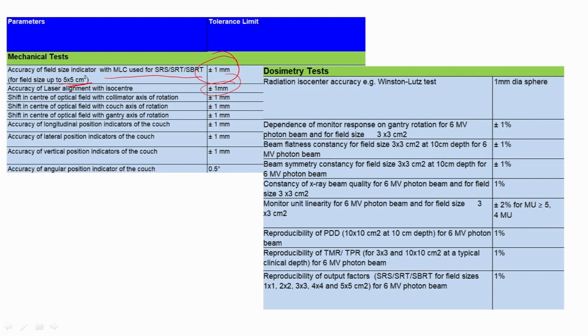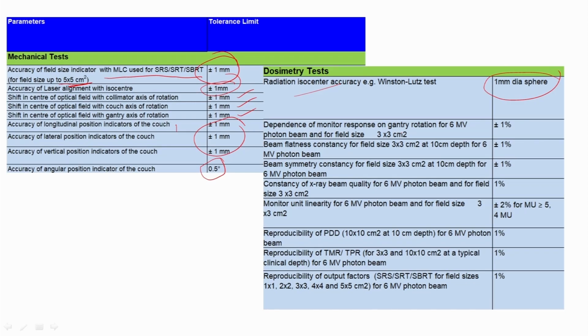Shift in center of optical field to collimator rotation plus minus 1 mm. Optical field and couch plus minus 1 mm. Optical field and gantry axis plus minus 1 mm. Couch lateral, vertical and angular should be plus minus 1 mm, 0.5 degree. These are the mechanical test tolerance limits, and these are the dosimetry test tolerance limits. I said that it is a 1 mm diameter, which is highly stringent.